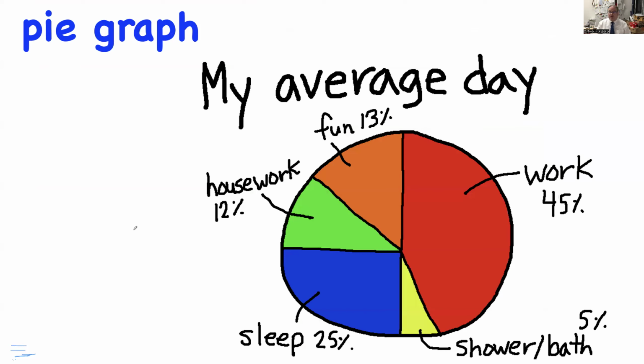First, this is a pie graph. This is where you take a circle and you divide it into sections that add up to 100, and you use those as percentages. For example, my average day: work is about 45%, taking a bath and a shower is 5%, sleeping is 25%, cooking and cleaning is 12%, and fun is 13%.